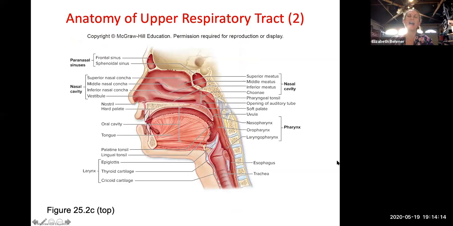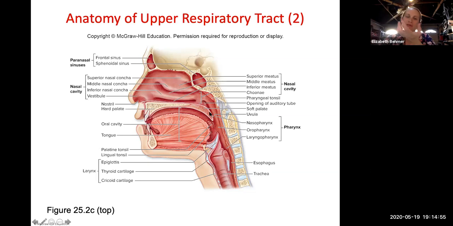Okay. This is probably the best picture, kind of zoomed in on this upper respiratory tract. Again, the paranasal sinuses are the spaces within the frontal bone and the sphenoidal bone. Here's your superior, middle, and inferior nasal concha, those ridges on the lateral walls of the nasal cavity. Here's the nostril. The vestibule is the area right above the nostril where the hairs would be. You can see here how the hard palate makes up the base or the bottom of the nasal cavity, and the soft palate is located in the back of your mouth.